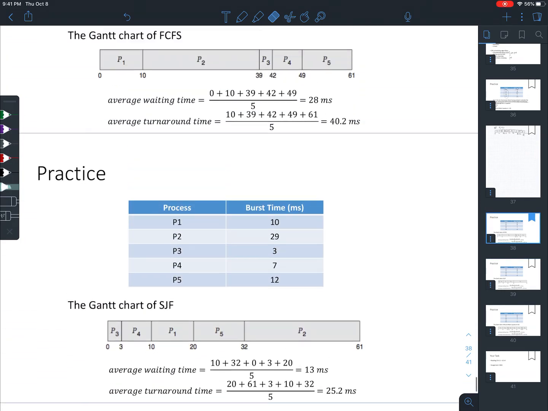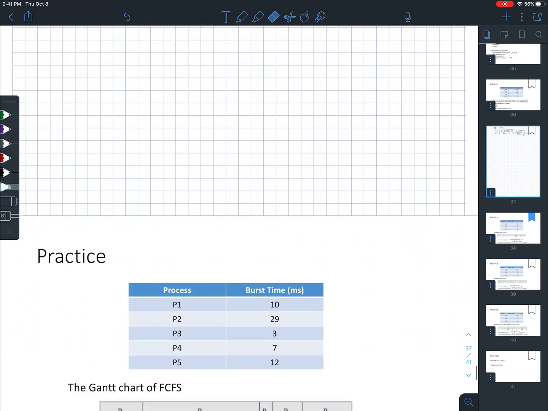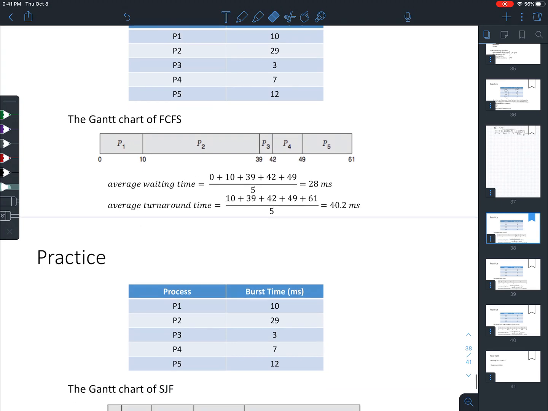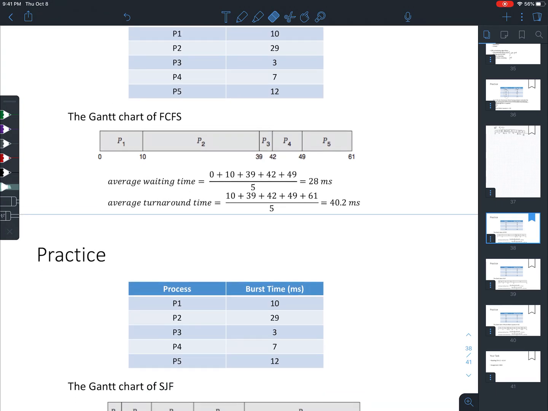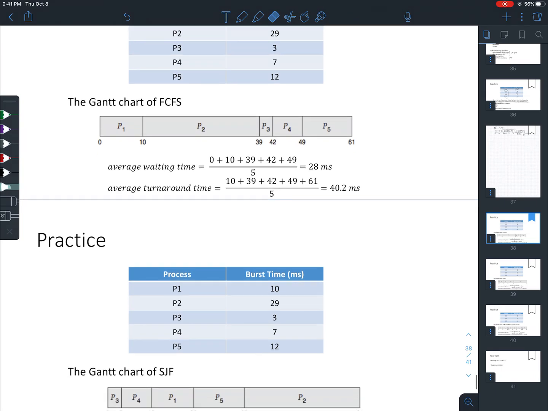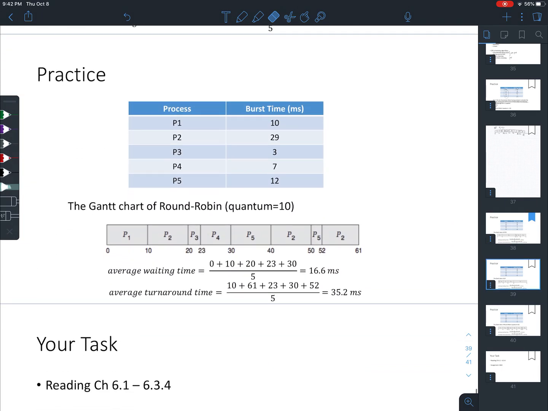Okay. So if you follow this practice, you should be able to get a very good understanding of the CPU scheduling algorithms.